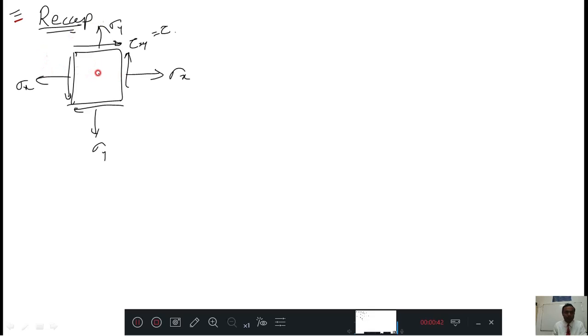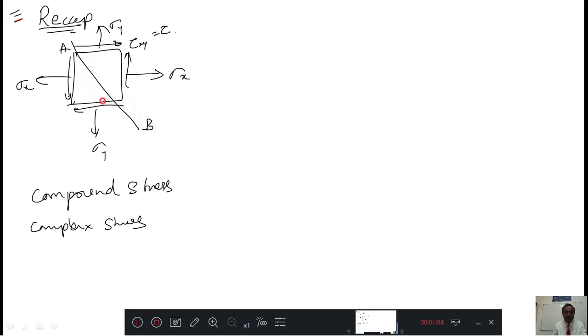This is a point where all these stresses are acting, therefore this is called compound stress. And this is also called complex stress. And there will be some plane of interest, which we can call AB. On this plane of interest, two types of stress are generated: sigma theta, which is normal to the plane of interest, and tau theta, which is parallel to the plane of interest.